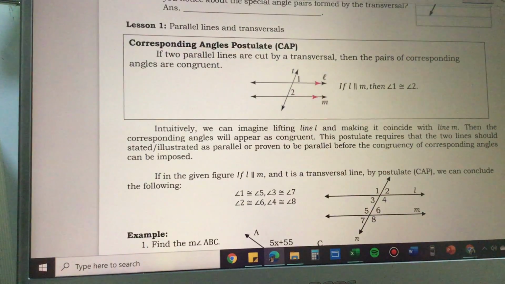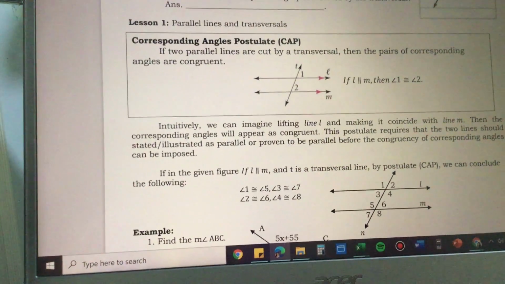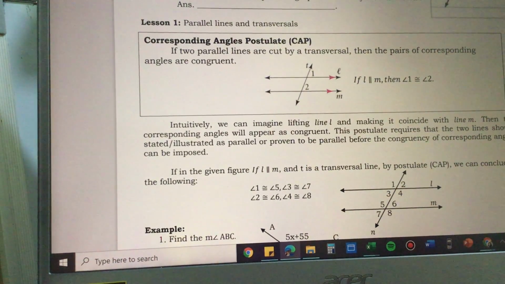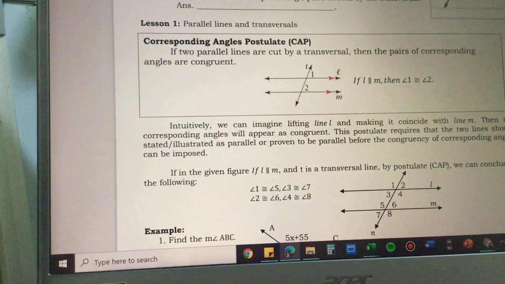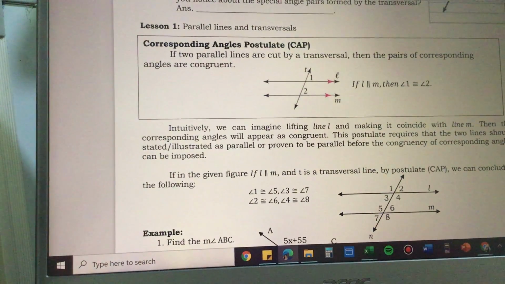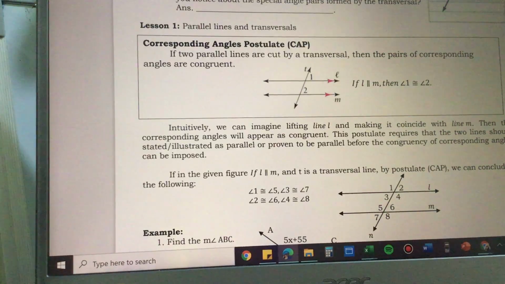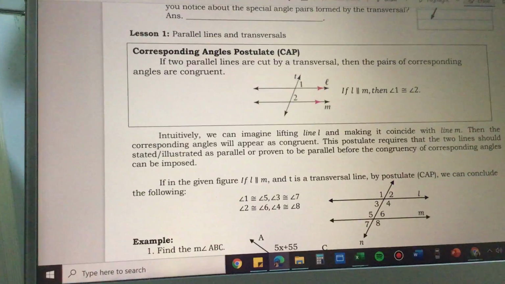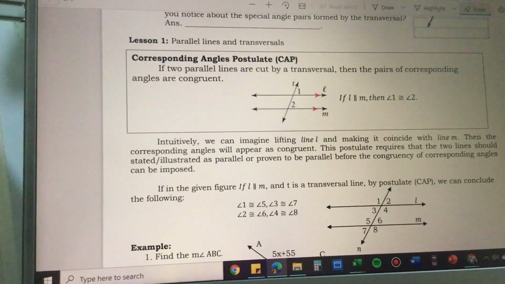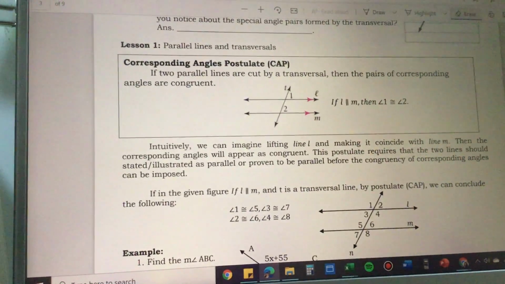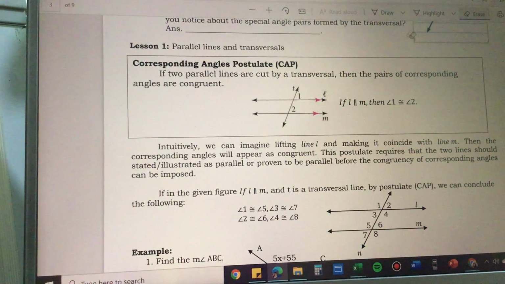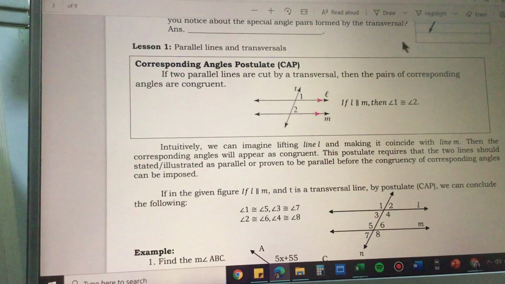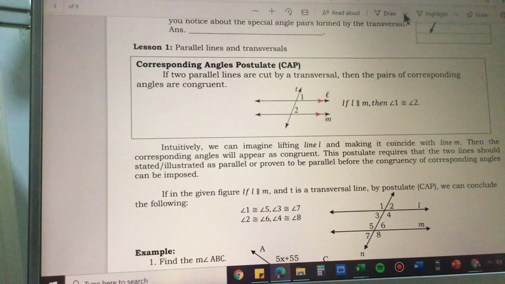So first lesson is all about parallel lines and transversal that focuses on the property of corresponding angles. So meron tayong tinatawag na CAP, C-A-P, the corresponding angles postulate. Ano bang sinasabi ng postulate na to? This simply states that if two parallel lines are cut by a transversal, then the pairs of corresponding angles are congruent. So, in this example, we can see that lines L and M, so, meron tayong dalawang line.